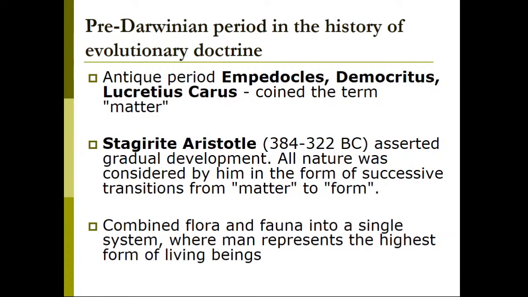This period was many years ago, and in this part we need to know about Empedocles, Democritus, Lucretius Carus. These are scientists who gave us the term as a meta. Next, Aristotle. A gradual development. All nature was considered by him in the form of successive transition from matter to form. He combined flora and fauna into a single system, where man represents the highest form of living beings.